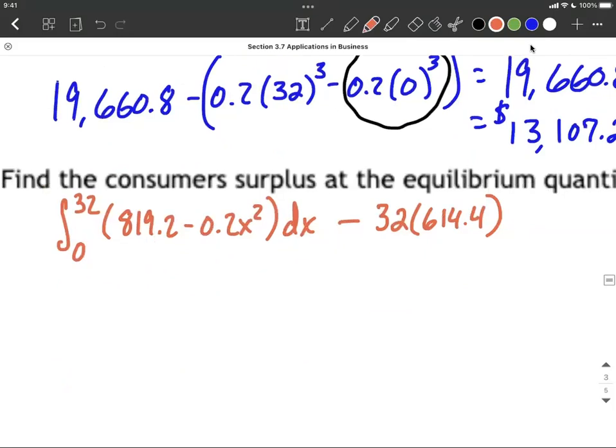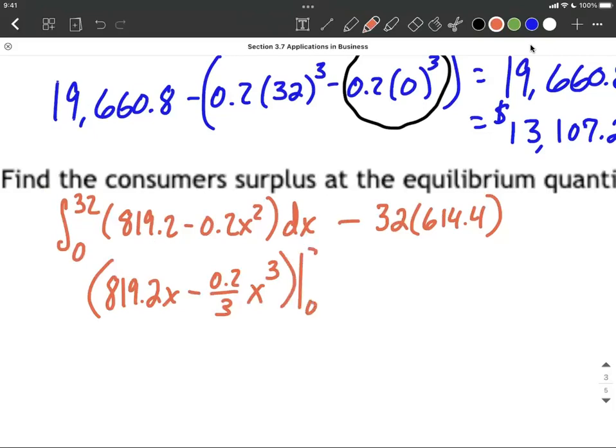All right, next let's go ahead and work this out. So I'm going to use the power rule to integrate. So 819.2, we'll put an x with that part, minus 0.2. Now we're going to increase our exponent by 1 and divide by that new exponent. Evaluated between 0 and 32, minus a familiar number coming up here, 19,660.8.